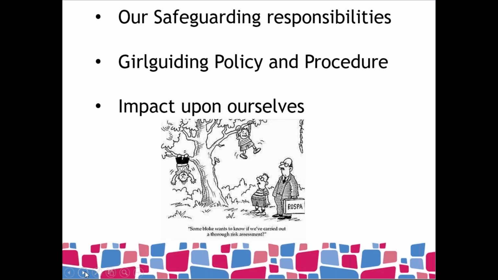And finally, the impact on ourselves, I think, is something that's quite important. So worst case scenario, if something did happen on one of our events, would we be able to say that we'd done everything we could to protect the girls in the event of something going wrong? And by doing the risk assessment, we can reassure ourselves that we're doing everything we can. And ultimately, in the very, very worst case scenario, we could be part of an investigation into a serious accident or even a death. So we need to be able to say that we have properly completed our role in making sure that the event is as safe as we could possibly make it.